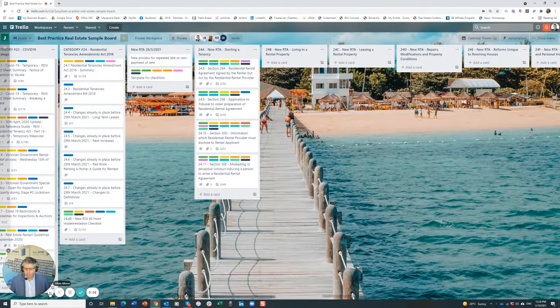As we work our way through the Residential Tenancies Act, the new act that came into play 29 March 2021 in Victoria, what I've tried to do here in the Trello boards is go through, and we will slowly build this out. We've been working behind the scenes on creating all of the different cards, but let's just have a look at this one here, which is section 30E.